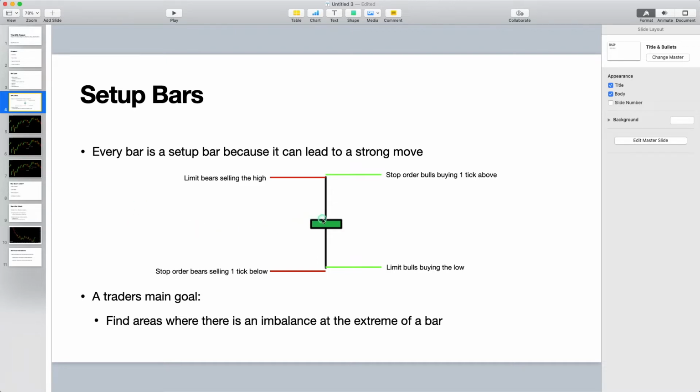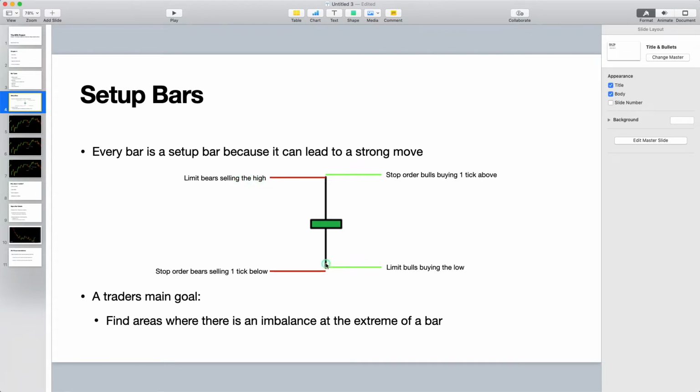And when you have a bar, Al says that you have to assume that there are traders on all sides of the bar. So at the high of the bar, you'll have stop order bulls buying one tick above, betting that the breakout above the bar will succeed and lead to a strong move. But at the same time, you also have limit order bears who are selling the high of the bar, betting that it's a 1-bar trading range and that the breakout will fail and will reverse down.